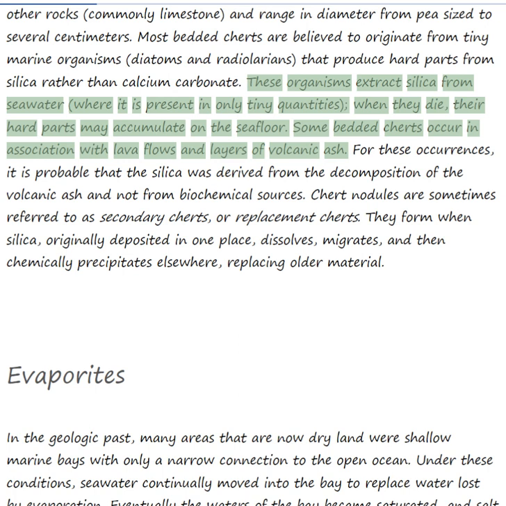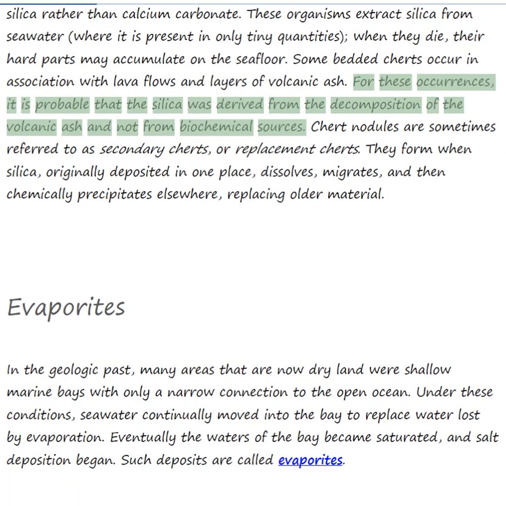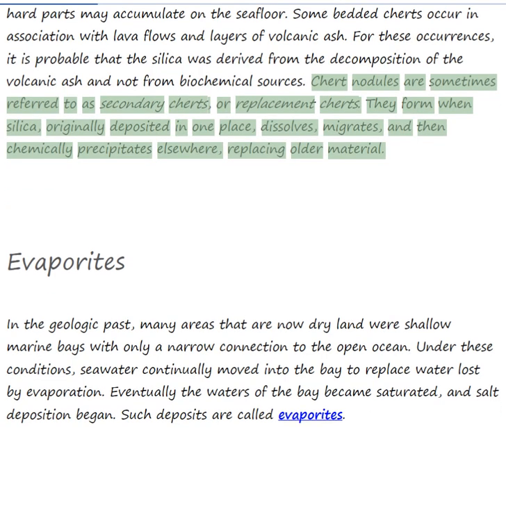Some bedded cherts occur in association with lava flows and layers of volcanic ash. For these occurrences, it is probable that the silica was derived from the decomposition of the volcanic ash and not from biochemical sources. Chert nodules are sometimes referred to as secondary cherts or replacement cherts. They form when silica, originally deposited in one place, dissolves, migrates, and then chemically precipitates elsewhere, replacing older material.